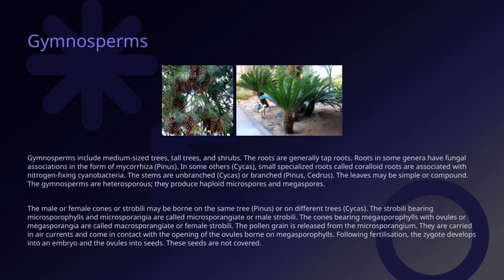Lastly, gymnosperms are heterosporous, meaning they produce two types of spores, haploid microspores and megaspores, which develop into male and female gametophytes, respectively. Overall, gymnosperms are a fascinating group that showcase diverse adaptations, from their reproductive structures to their root and stem systems, all contributing to their success in a variety of habitats.